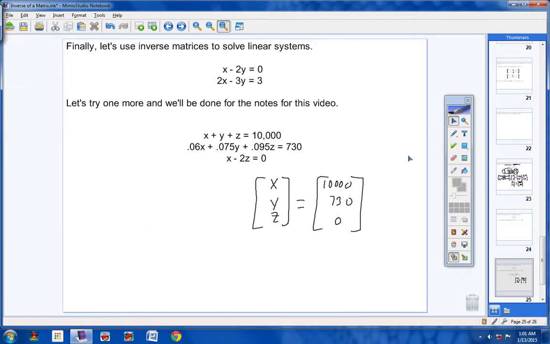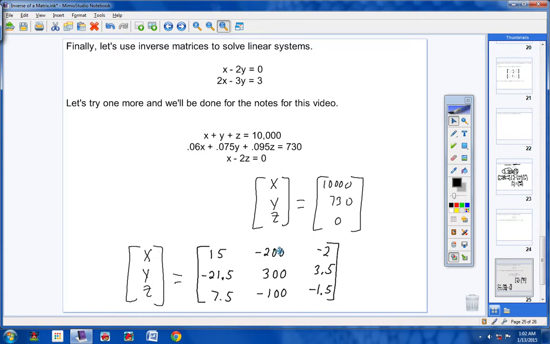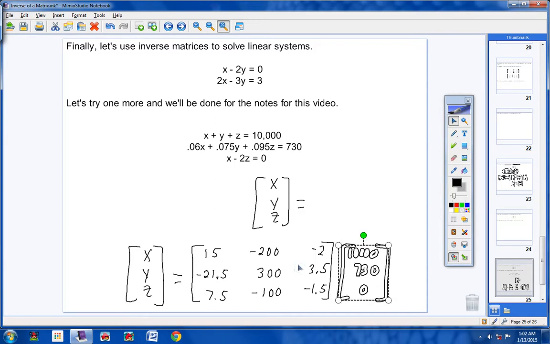So, on the left side, I'm left with this right here, X, Y, Z. And on the right side, I'm left with this right here. This is my inverse matrix times this matrix right here. Remember, the inverse matrix comes first. So, if I multiply these two together, I'll have my correct answer.